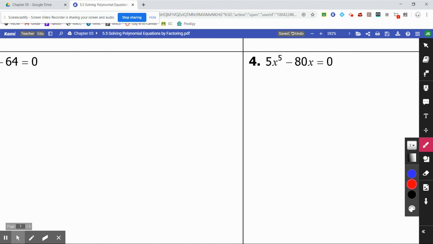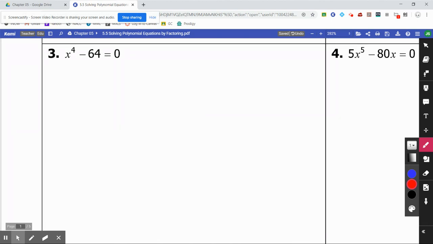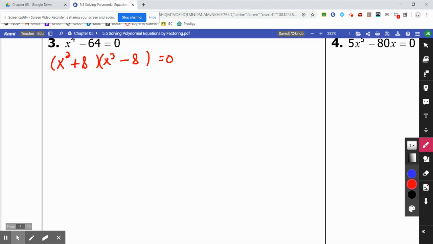Number 3. x to the fourth minus 64 looks like a difference of squares to me. 2 sets of parentheses. x squared, or factors into conjugates. x squared times itself gives you x to the fourth. 8 times itself gives you the 64. Check and see if you can factor again. You don't have to because they are both quadratic, but let's set each one equal to 0 because they won't factor again. This nearly would. This was nearly a difference of squares.